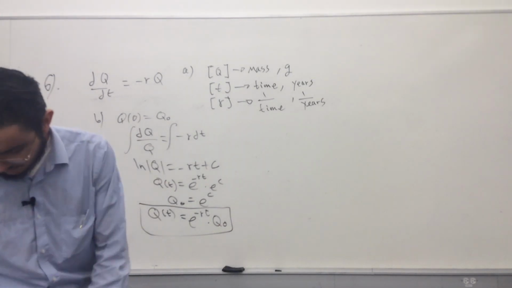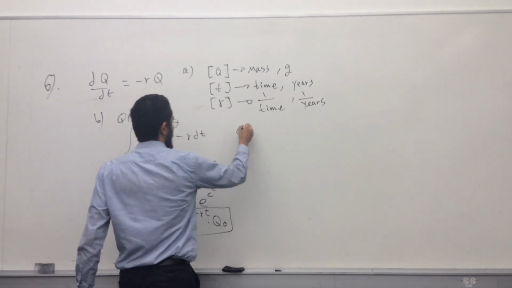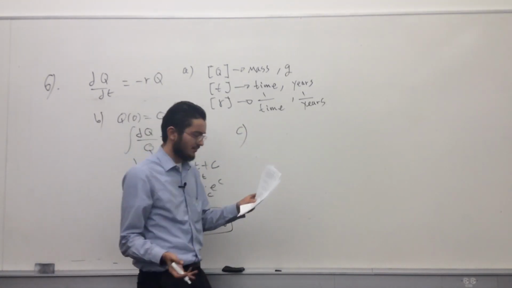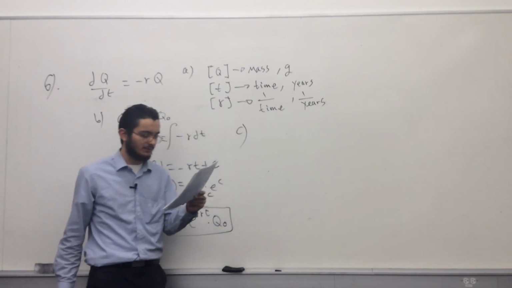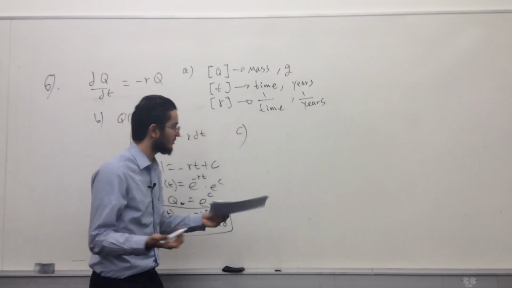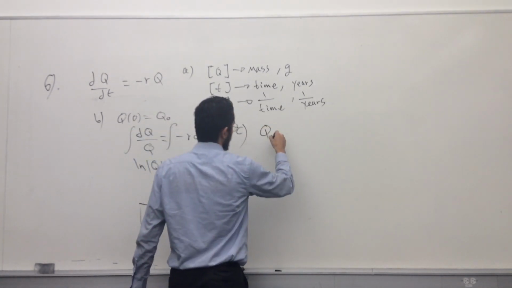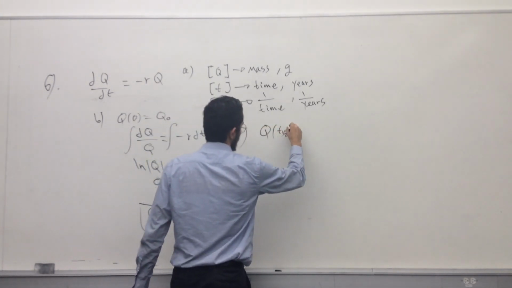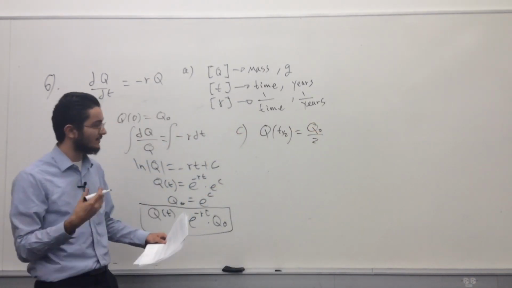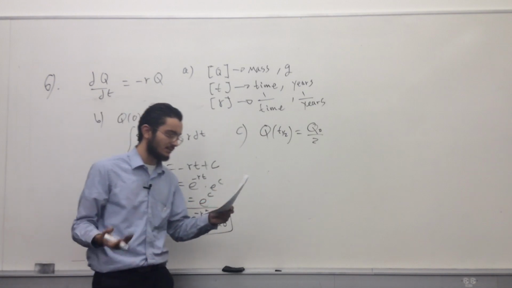Okay, so yeah. Now for part C, the half-life is the time t half for the amount of a radioactive material to decay by 1/2. For example, such that Q of t half equals Q0 over 2. So basically Q of t half equals Q0 over 2. So it's basically half as much material as you have in the beginning.